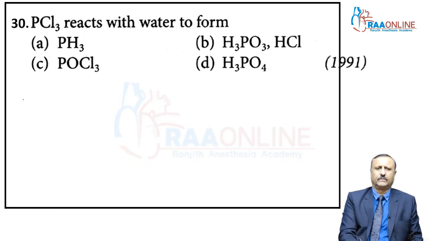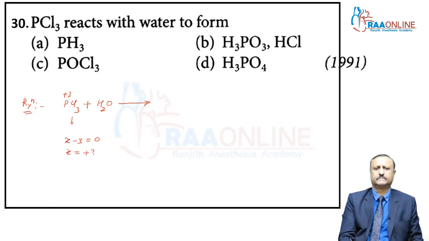In question number 30, we can see the reaction. What is the reaction when PCl3 reacts with water? You can always remember that, my dear students, when PCl3 reacts with water, here I give you a small trick. In PCl3, you get the +3 oxidation state. You can determine it: x minus 3 equals 0, so x is equal to +3. So, my dear students, a +3 oxidation state is present in phosphorus.